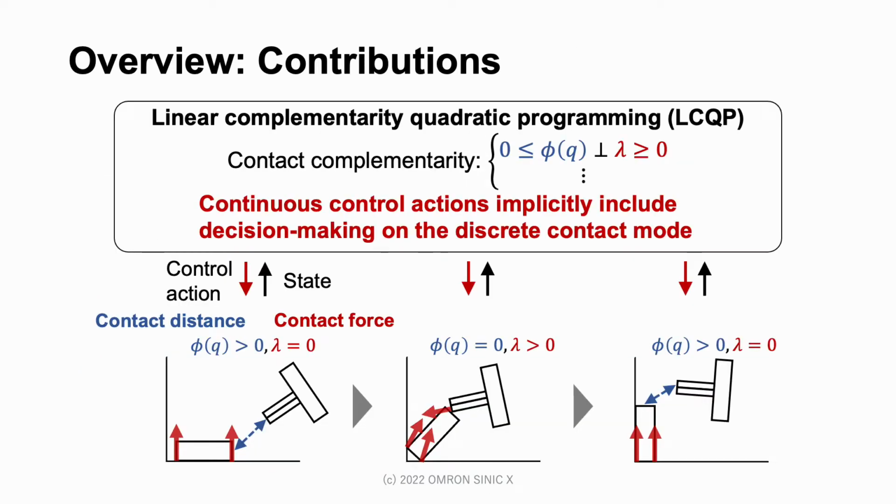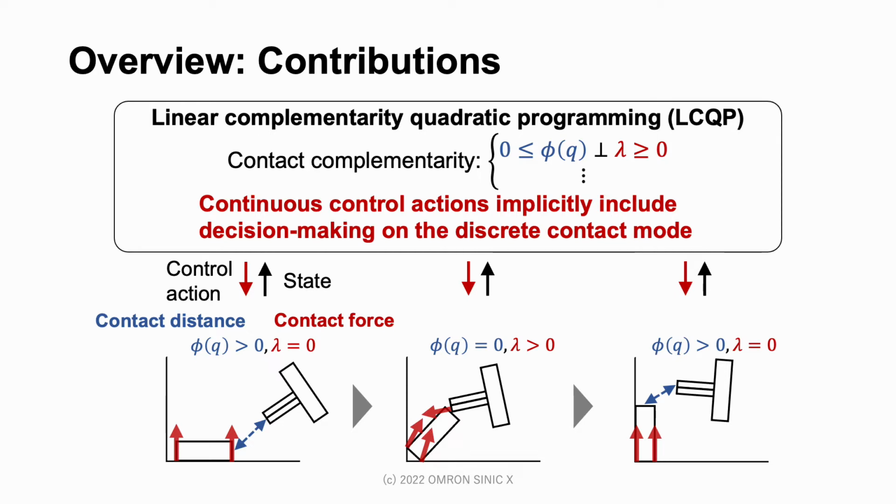For this problem, we propose an online planning method based on the linear complementarity quadratic programming called LCQP. In our LCQP framework, we describe the contact modes implicitly using the complementarity constraint. For example, the distance between two objects, described as function phi, and the normal contact force between these objects, described as lambda, form a complementarity condition.